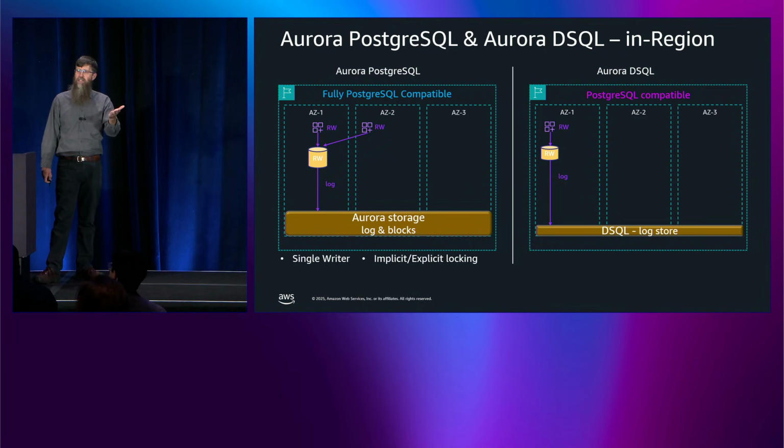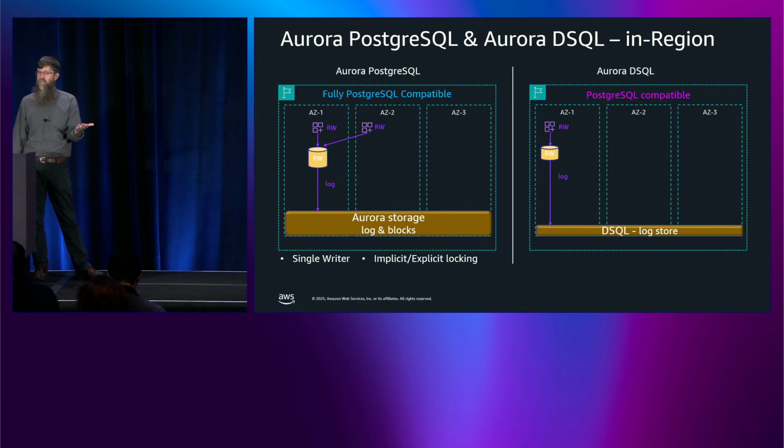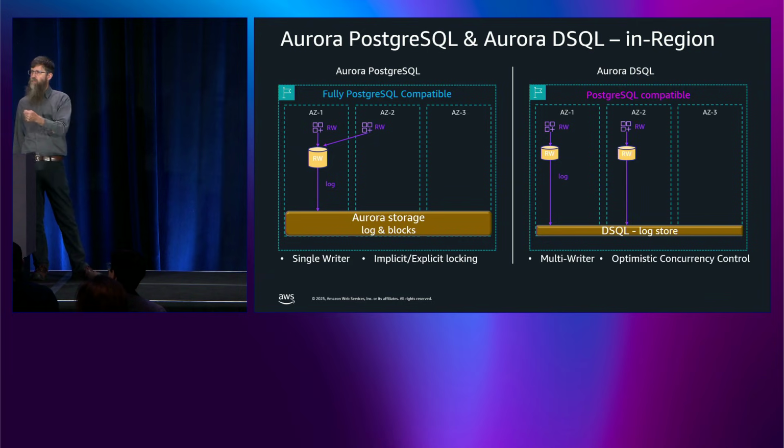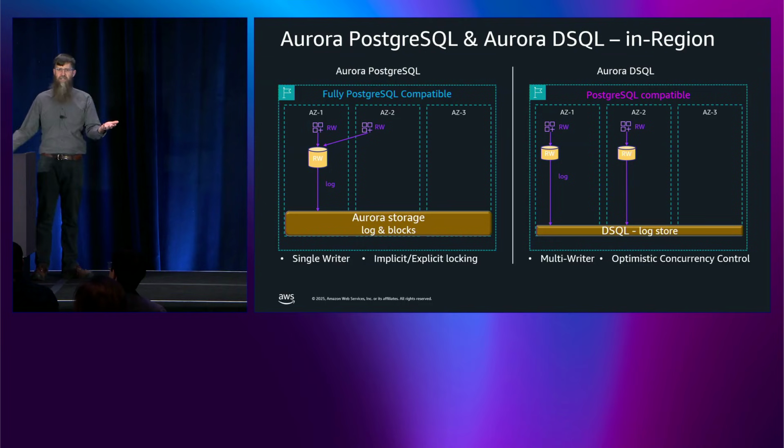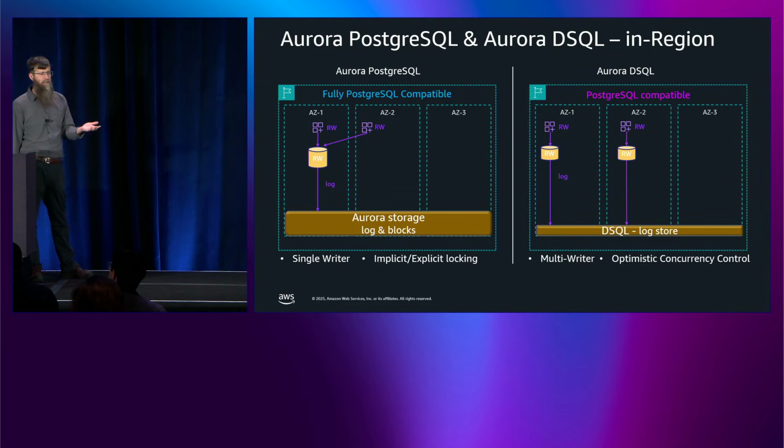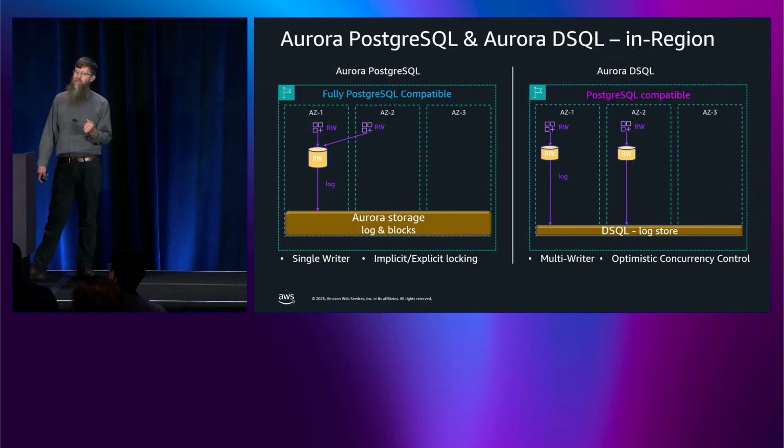Then we're going to add in a second query that needs to come through, second application. In APG, like I talked about, there's only one writer, so it has to go to the same place. Right? We're going to use implicit or explicit locking to deal with any kind of conflicts that are happening because of that. On the DSQL side, we'll spin up a new query processor. This is active-active. It can do multiple writes here. We're going to use optimistic concurrency control here instead.